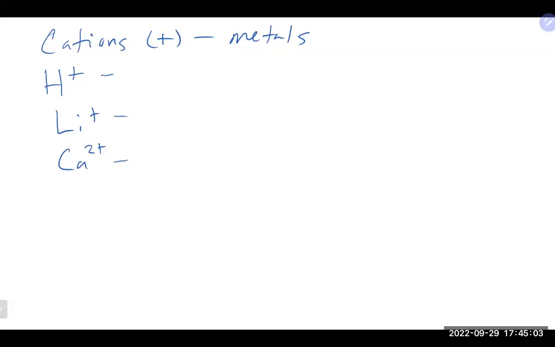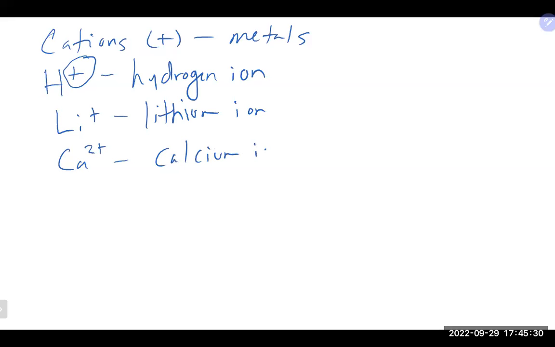And how we go about naming cations is pretty simple. We just use the whole name of the element. So this would be the hydrogen ion. We do put ion at the end because it is a thing with a charge. This would be the lithium ion. This would be the calcium ion, and so forth. So not too bad. For metals that have charges, the cations, it is just whatever the whole name of the metal is, and then you just put ion at the end of it.